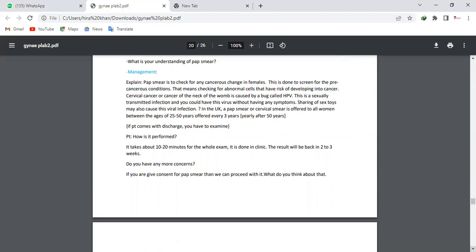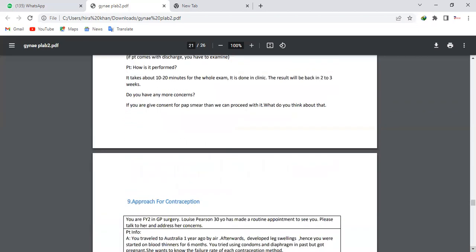Then you have to mention it. It takes about 10 to 20 minutes for the whole examination and it is done in the clinic and the results will be back in 2 to 3 weeks and it is not a painful procedure. It is a very simple procedure. Okay. Then if in the previous history she has mentioned, yes, I do have discharge, then it is your obligation to mention that I have to examine you. Okay. So ask about further concerns and then address them accordingly.